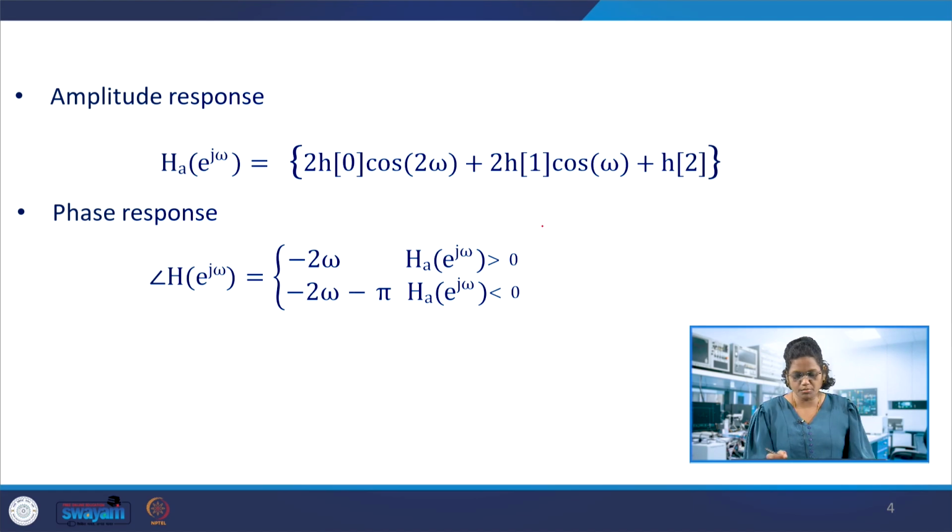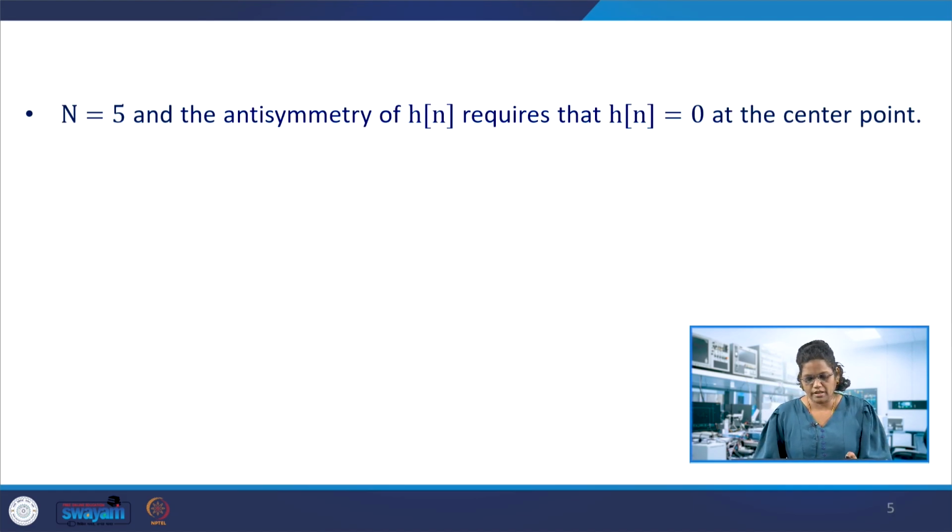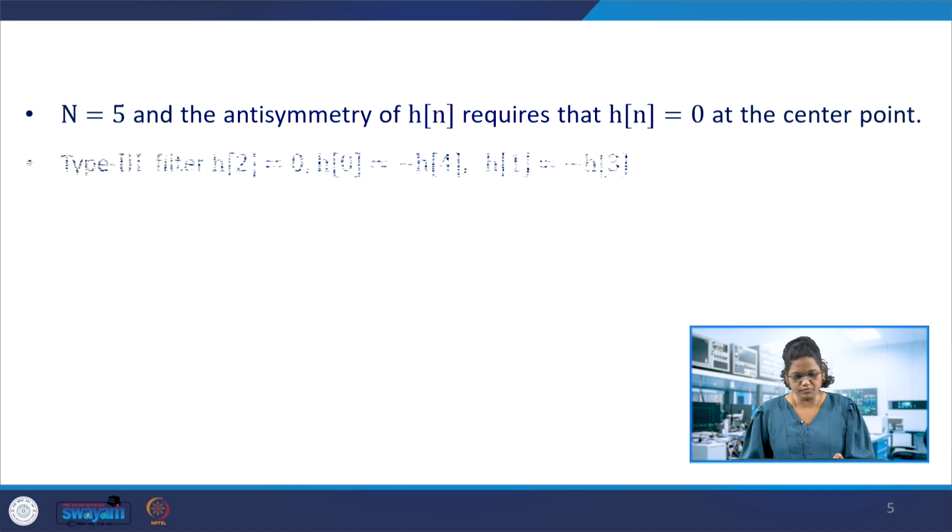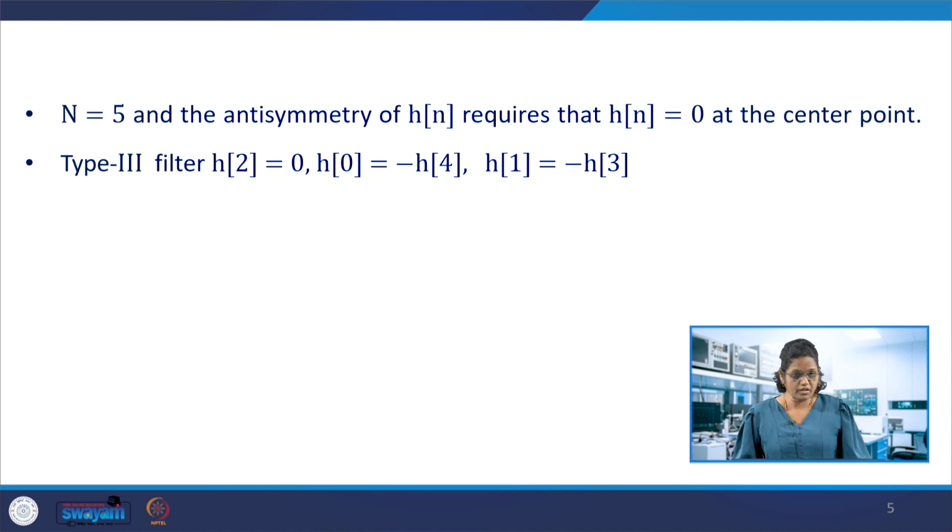So this is for the type 1 FIR filter, in which the coefficients exhibit linear phase characteristics, so the phase would be linear. And then we have the antisymmetric case, about the center point, taking the type 3 one, in which H2 is 0, the center one is 0, and H0 is minus H of 4, and H1 is minus H of 3.